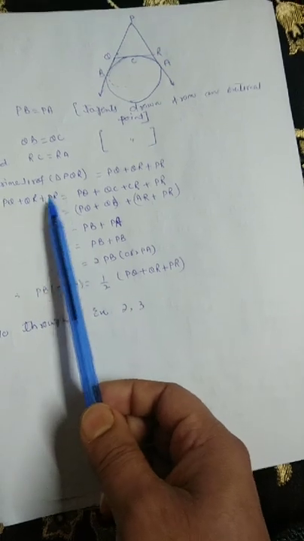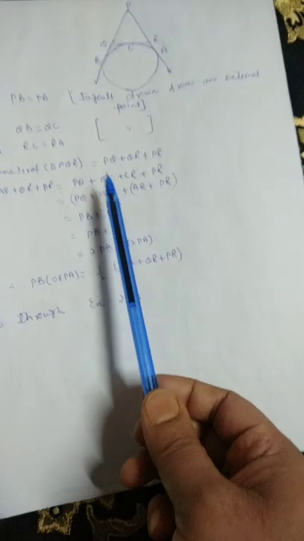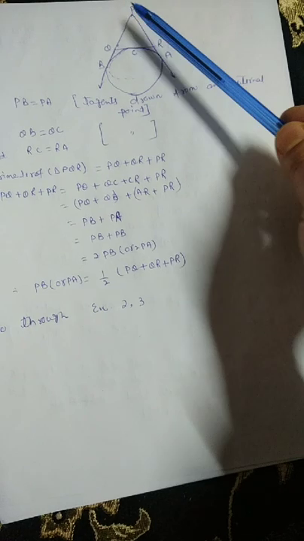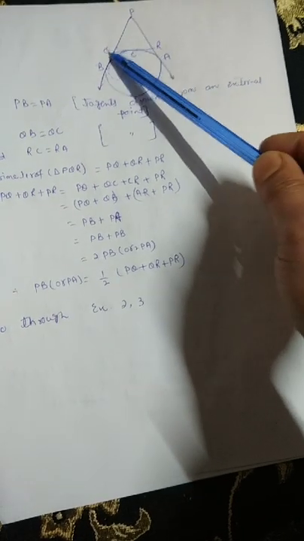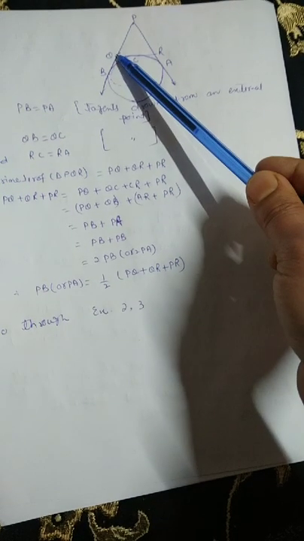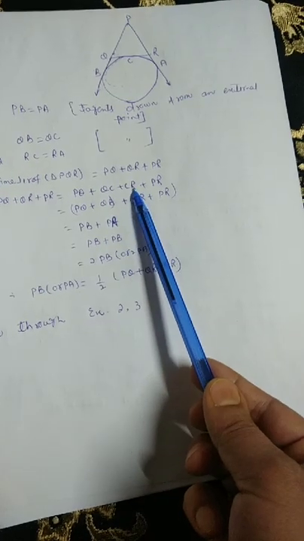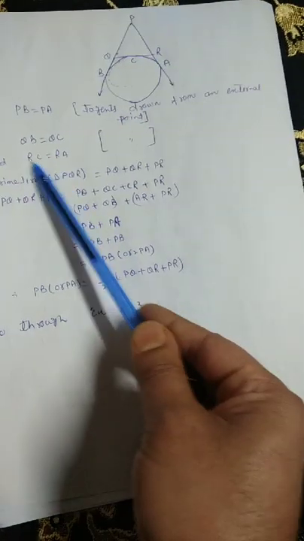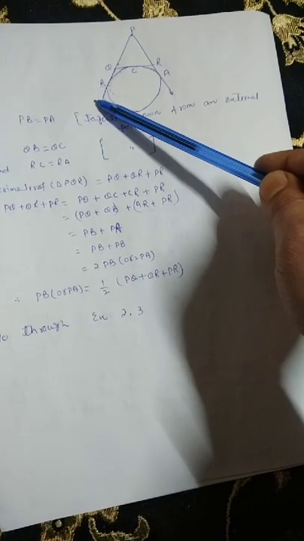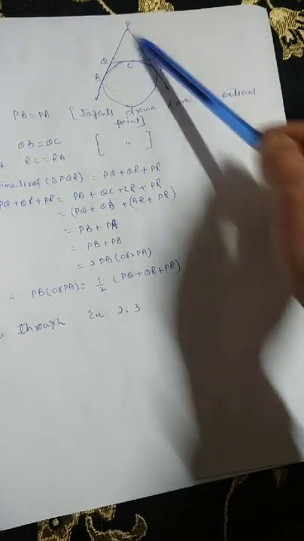That means PQ plus QR plus PR can be written as PQ, in place of QR I have written QC plus CR, plus PR. PQ plus QB, in place of QC I have written QB because they are equal. Plus, in place of CR I have written AR because they are equal, plus PR. PQ plus QB means PB. PR plus AR means PA.